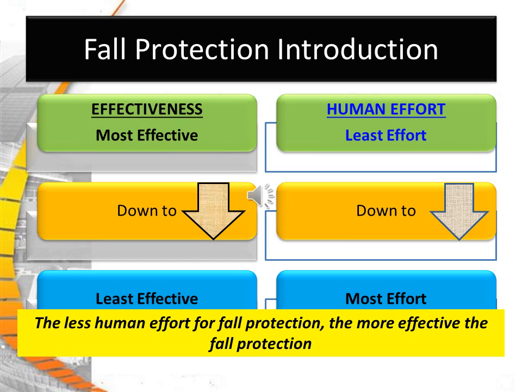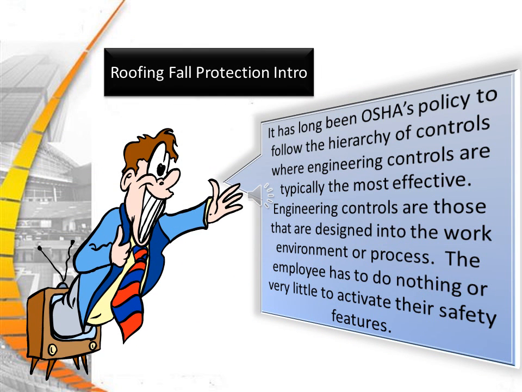We'll discuss fall protection, the most effective to the least effective, and the least effort to the most effort. The less human effort for fall protection, the more effective the fall protection. It has long been OSHA's policy to follow the hierarchy of controls, where engineering controls are typically the most effective. Engineering controls are those designed into the work environment or process. The employee has nothing to do, or very little to do, to activate their safety features.